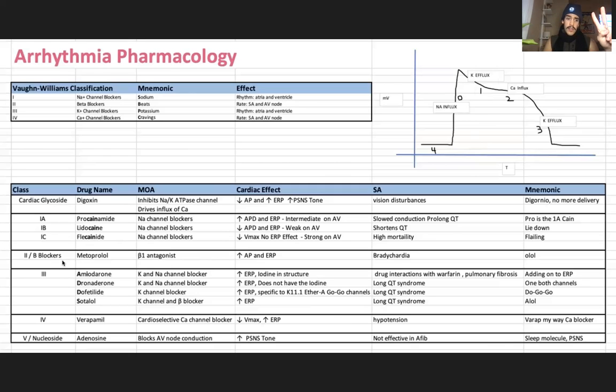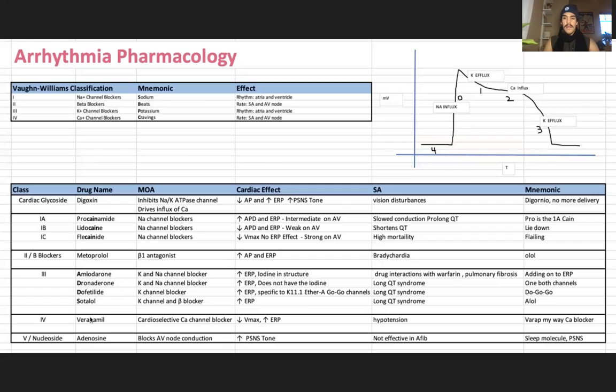Again, class 2, metoprolol, we're in the OLOLs, so that cues us in to a beta blocker. We know that these beta blockers are beta-1 antagonists. What does beta-1 do? Yes, you're right, that increases heart rate, so these decrease heart rate, and this will actually increase the action potential. So this is something that we can use for bradycardia.